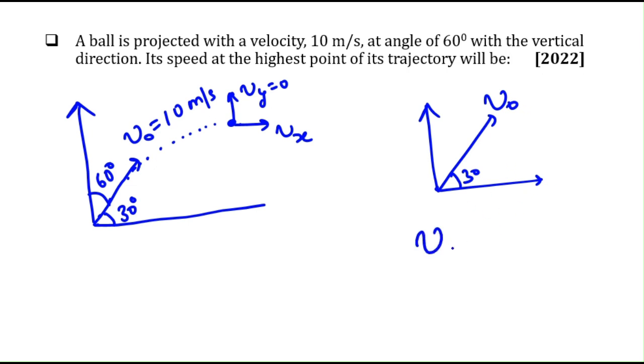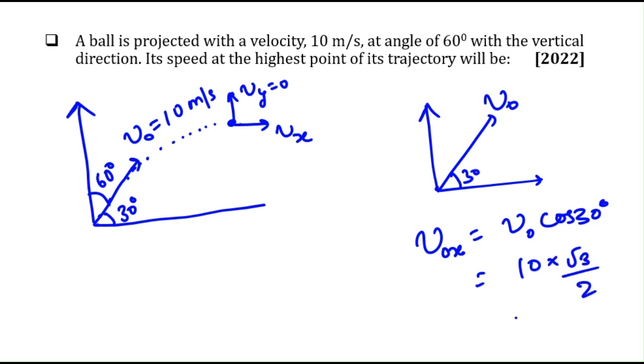So if we want initial velocity along x, that is V naught x, this will be V naught cos 30 degree, and then it will be 10 cos 30. Cos 30 should be root 3 by 2. So we can write here 10 into root 3 by 2, which will be 5 into root 3. And of course, this should be in meter per second. So we have the initial velocity.